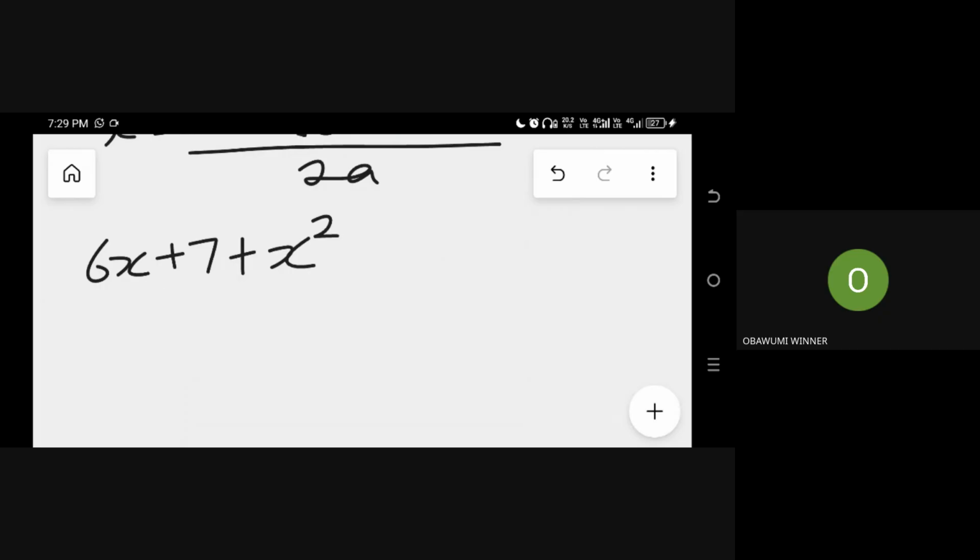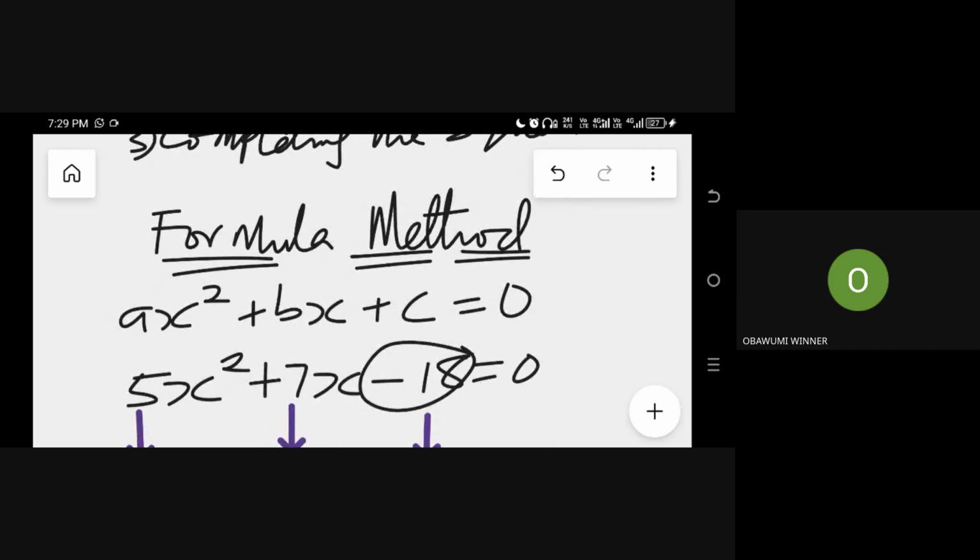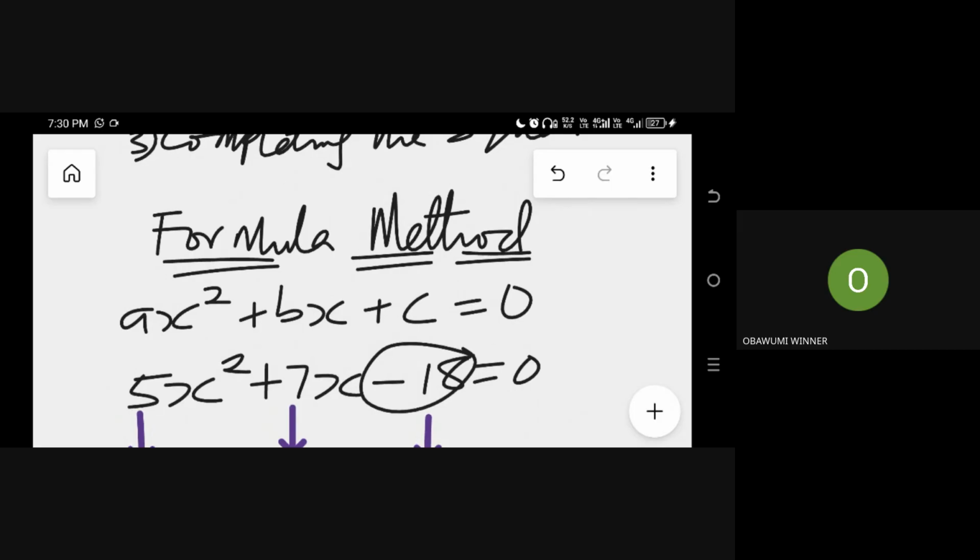No. If you have something like this, for instance, your A is still the number that is attached to s to the power of 2. You can see it here. Look at the general form: As squared plus Bs plus C equals 0. So A is that number that is attached to your s squared. So wherever your s squared is, the number attached to it, that is the A. The number attached to the s, that is the B. The last number without a letter, that is the C.